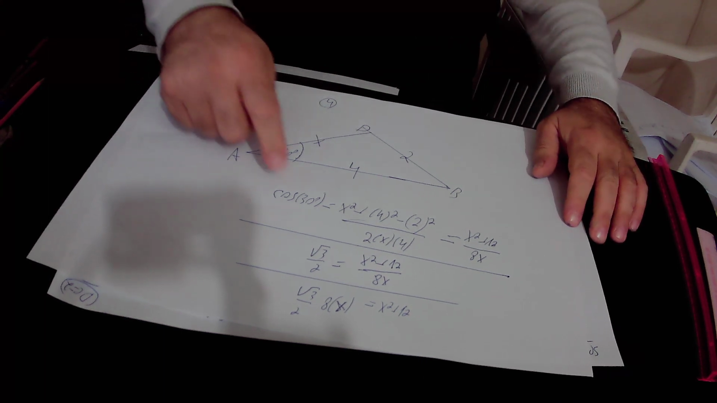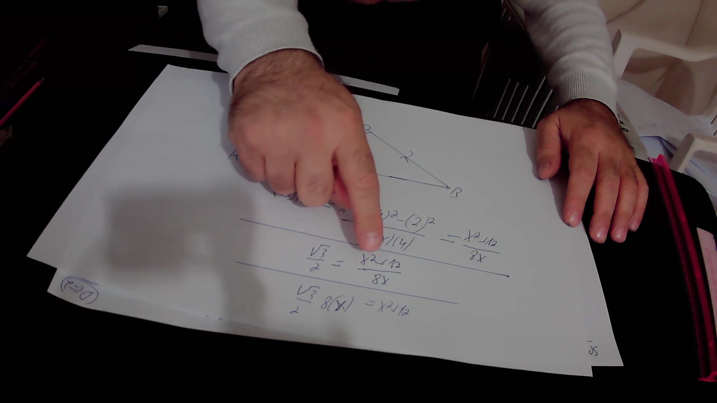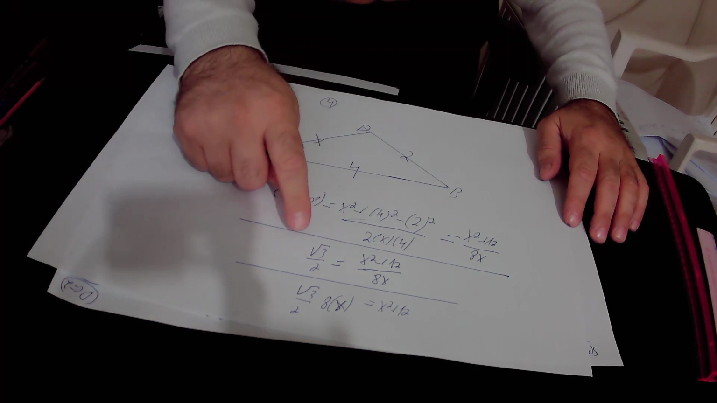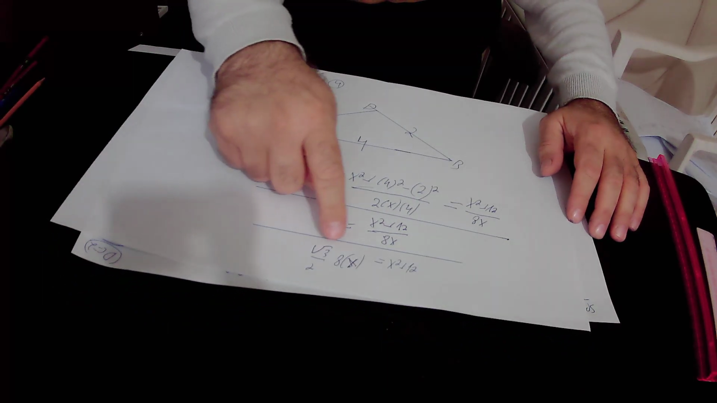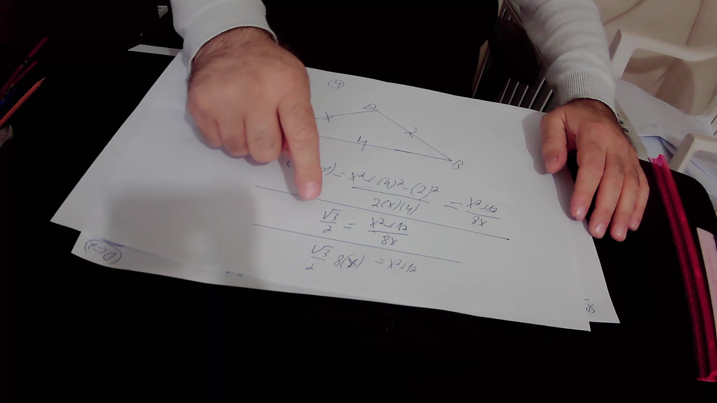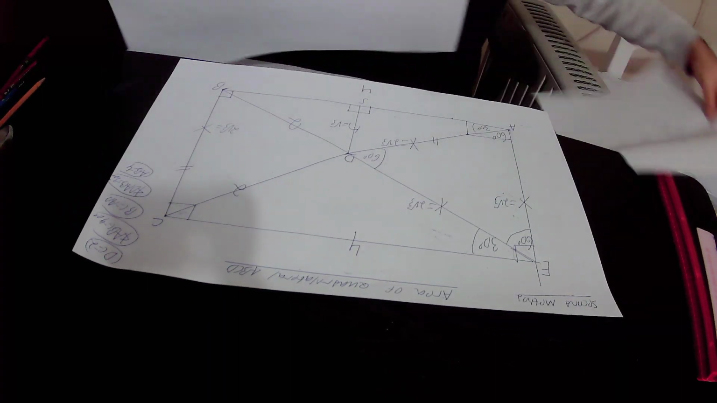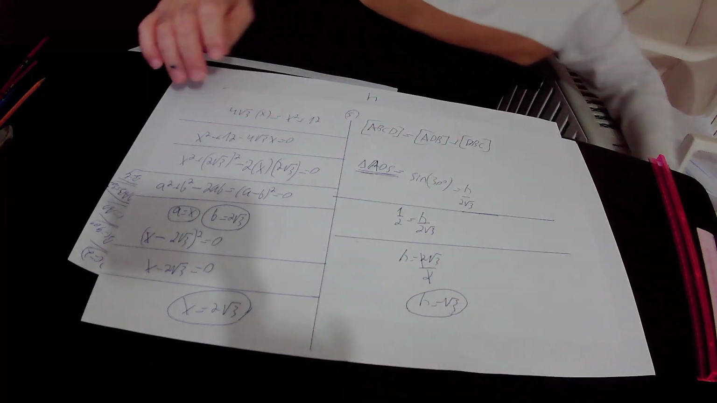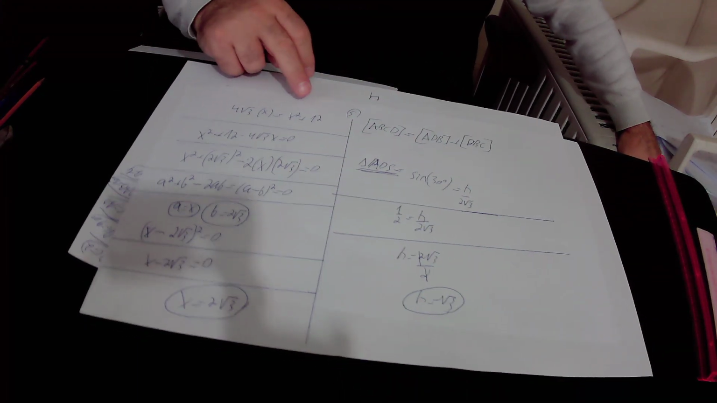Cosine 30 degrees is square root of 3 over 2, and it equals x squared plus 12 over 8x. We multiplied this equation by 8x, and we got that square root of 3 over 2 times 8x equals x squared plus 12. 8 over 2 is 4. So we got that 4 times square root of 3 times x equals x squared plus 12.